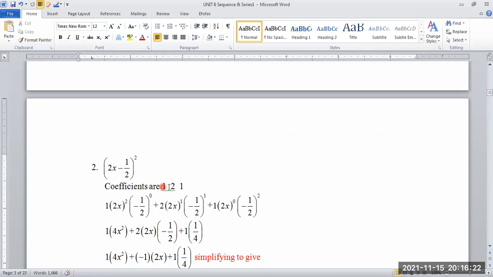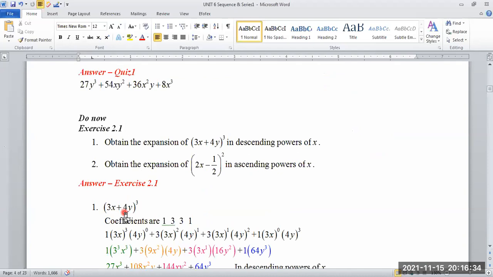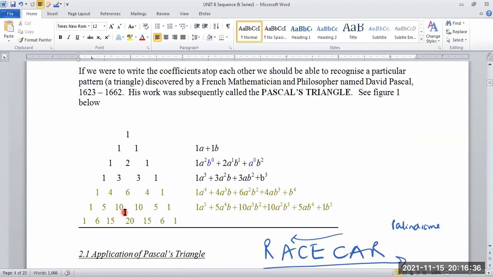So if it was 4, we would look in the Pascal triangle for the 4. Which line has a 4? The fifth line, 1, 4, 6, 4, 1, and that's the one you're going to use for the coefficient.